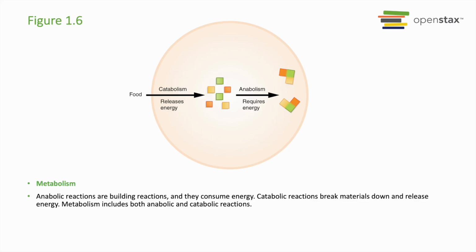This illustration shows food entering a cell and being broken down into smaller particles of different colors. This is catabolism, which releases energy. In anabolism, the different colored particles are combined with each other to form larger, multicolored structures. Anabolism requires an energy input.